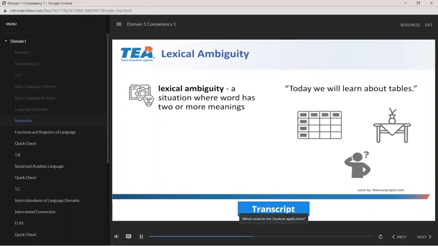What could be the student application? Teachers can anticipate when they notice lexical ambiguity in reading for any given content area. Students may need guidance in questioning the text and gaining clarity.